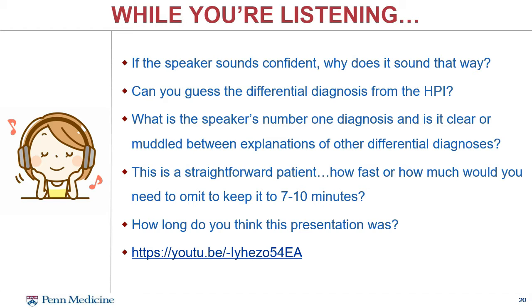This is a pretty straightforward patient with really only like 1 or 2 problems. So think about how fast you would need to talk based on how your voice is in order to keep this to 7 to 10 minutes. And what information would you exclude from this presentation? And finally, how long do you think this presentation was?